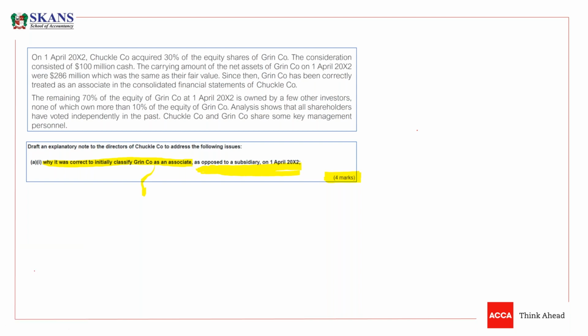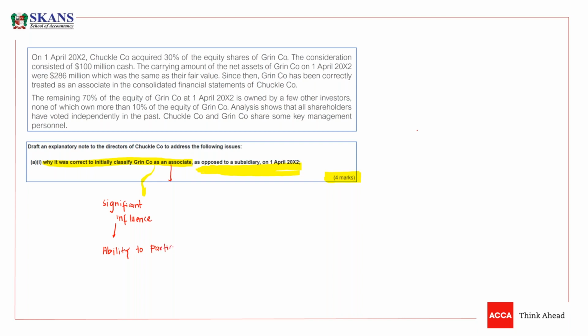Now, we have to talk about what is an associate. So I'm going to revise some of the basic understanding of an associate. An associate is a company over which the investor has significant influence. And we know significant influence means the ability to participate in decisions of that investee, of that company.